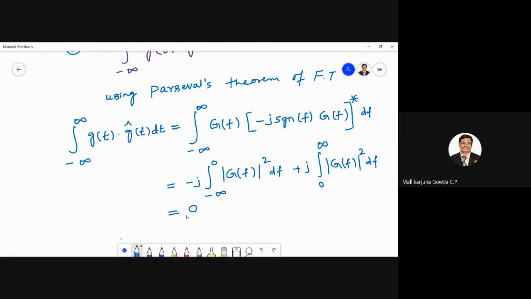In the same way, you can say g double cap of t is equal to minus g of t. As I said, applying the Hilbert transform operation to the signal twice causes the sign reversal of the signal, right? I said that g double cap of t is equal to minus g of t, right? You can write that in terms of Fourier transform. Okay, so I will show how it can be written.